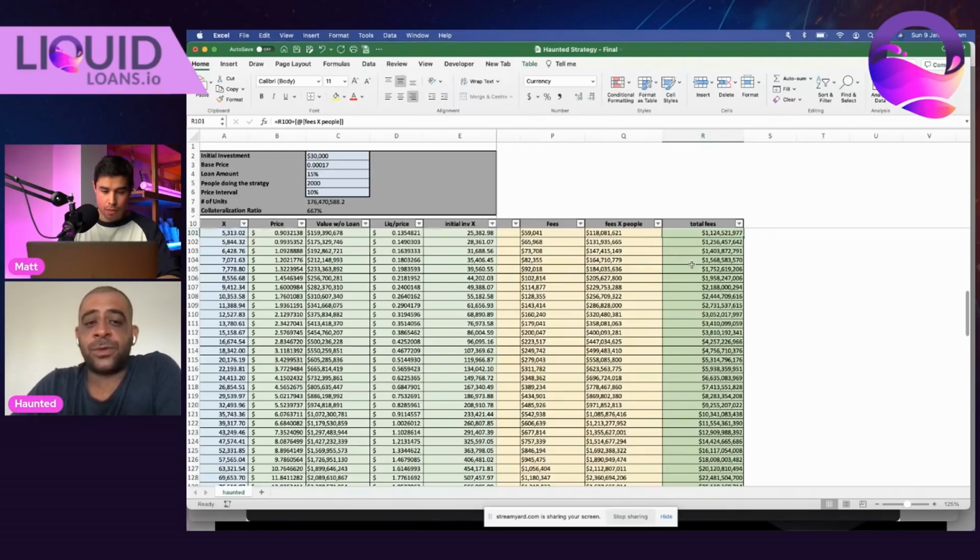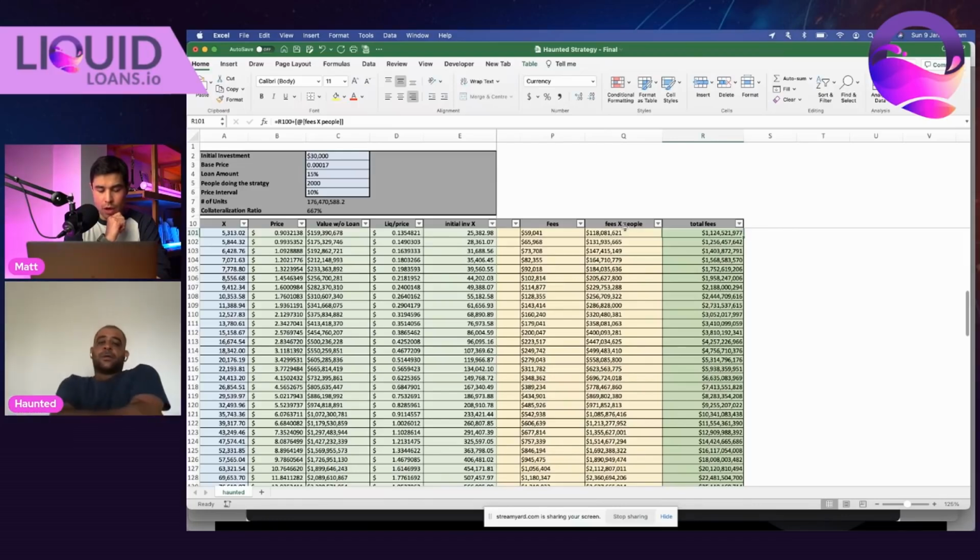If 2,000 people were doing this strategy, that loan staking pool will pay off really well. And that's at 15%. Some people may be doing 20%, some people may be doing 10%. And that's what the fees will be paid into the loan staking pool.